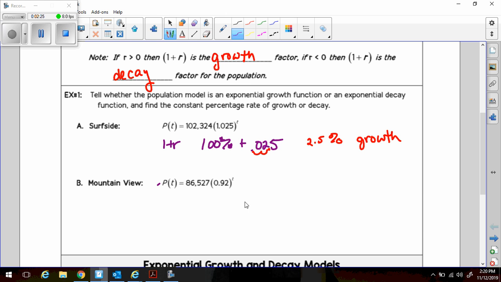This one is 0.92, but inside the parentheses is 1 plus R. So this is 100% plus, and this would actually be minus, not even 100%. It would be minus 8%, or it would be 8% decay.